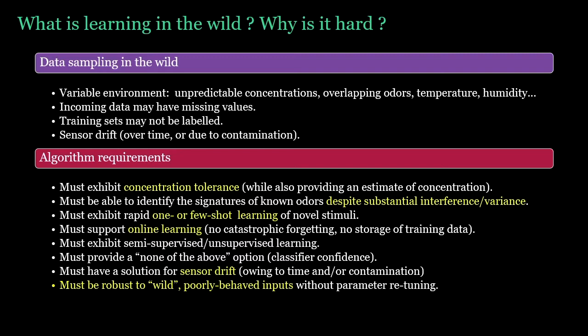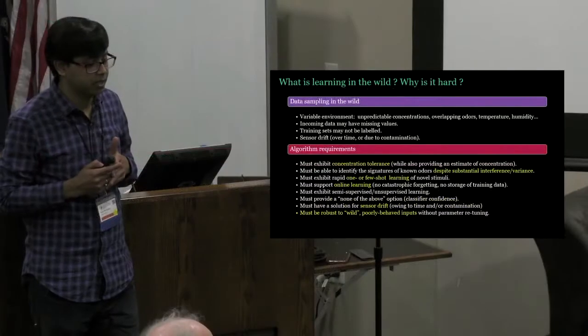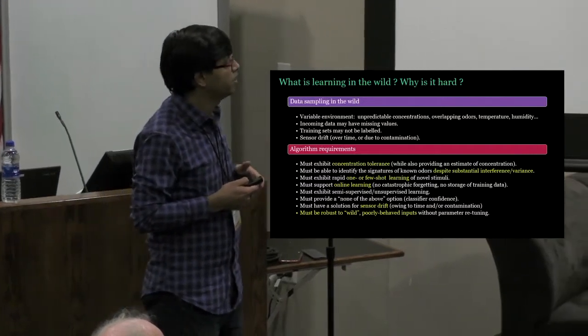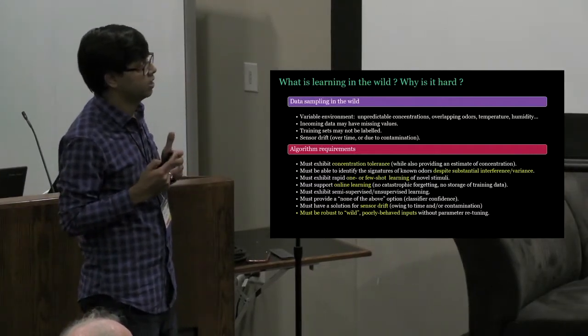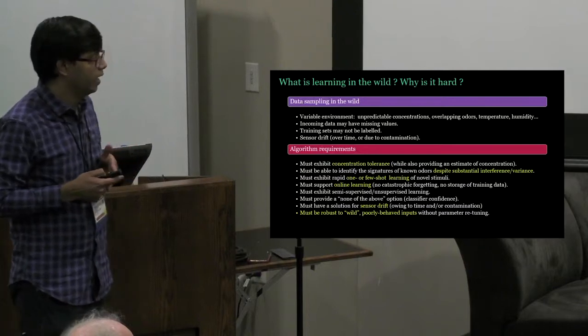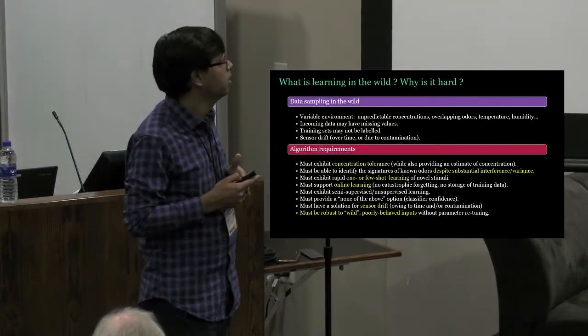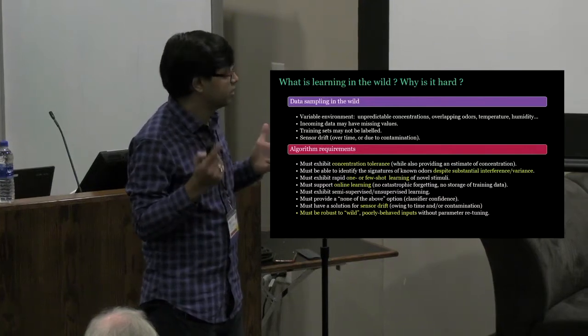Now, if you want to talk about the algorithm, it must exhibit concentration tolerance. The algorithm must be able to recognize odors at novel concentrations, but sometimes you also need an estimate of concentration. It must be able to identify the signatures of known odors despite substantial interference. And we want rapid learning from few shots. And this is very important.